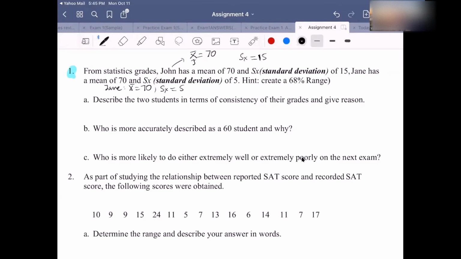And now you have to use the given values to describe the two students in terms of consistency of their grades and give reason. All right, I got Leif's answer. I will wait for a few more people. All right, I got Leif. We'll find out if other people have the same answer.